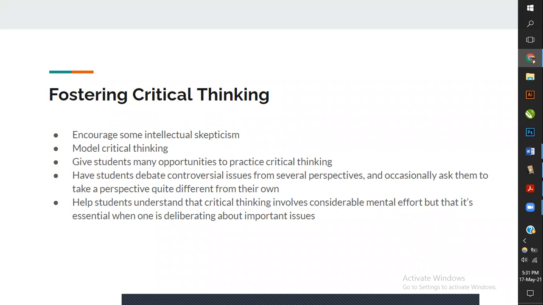In this way, you might help these students understand that critical thinking involves considerable mental effort, but that it's essential when one is deliberating about important issues. As a teacher, it is great for us to follow these steps: motivate them, encourage them, be a model, give them the opportunities, and let them do it by themselves. So that's all for critical thinking.